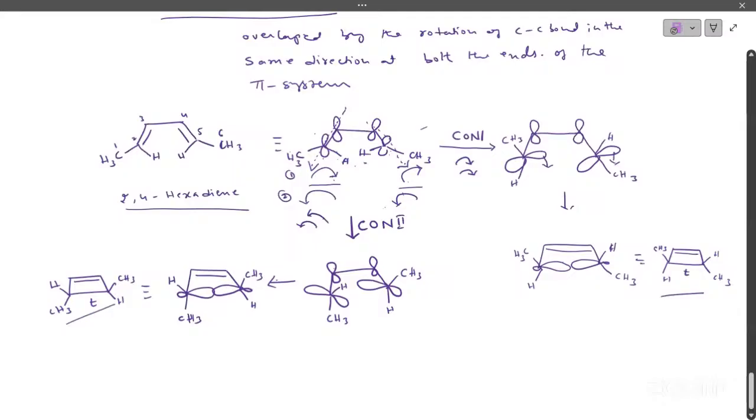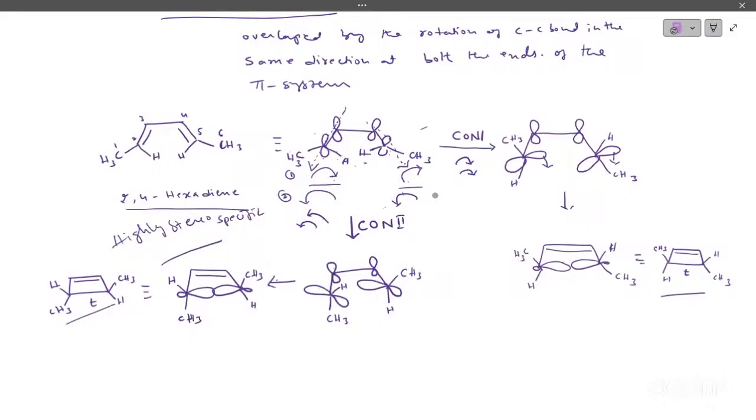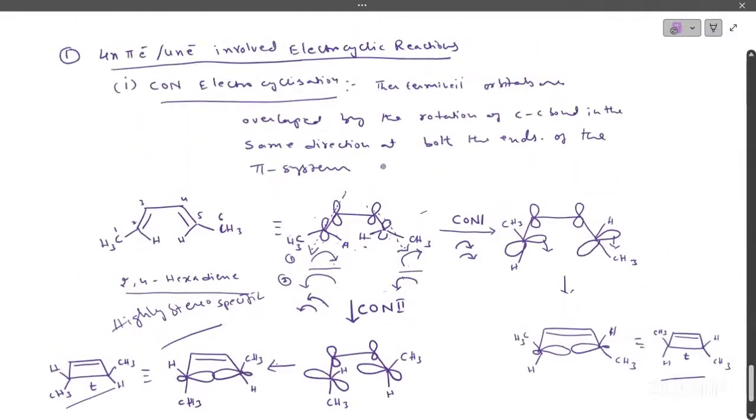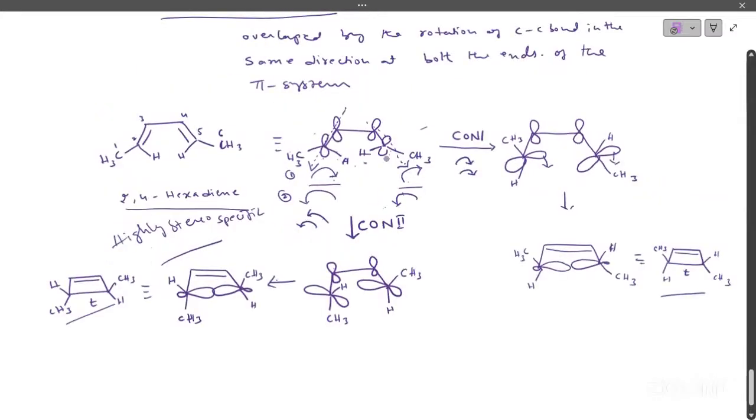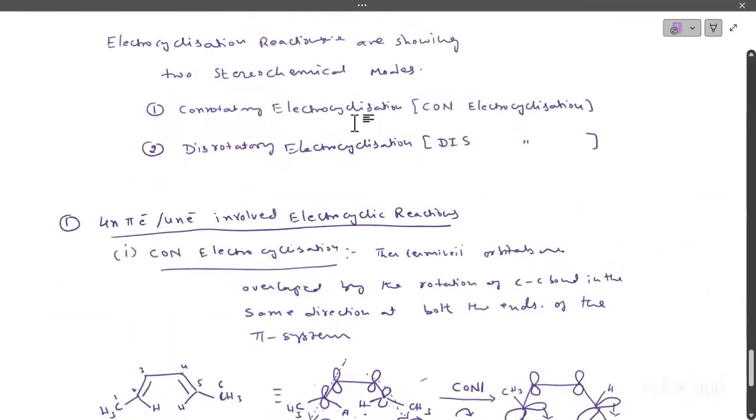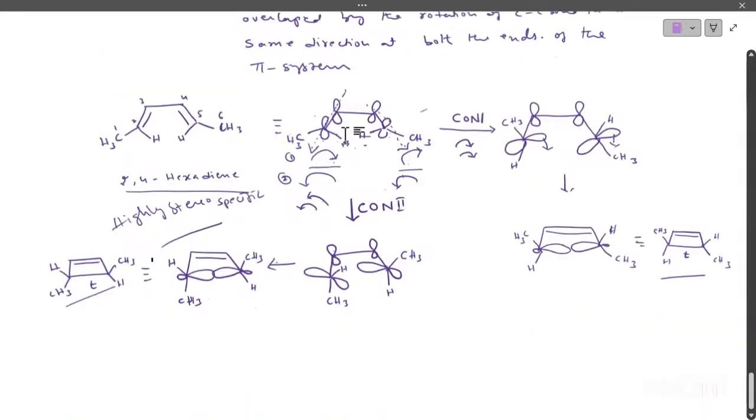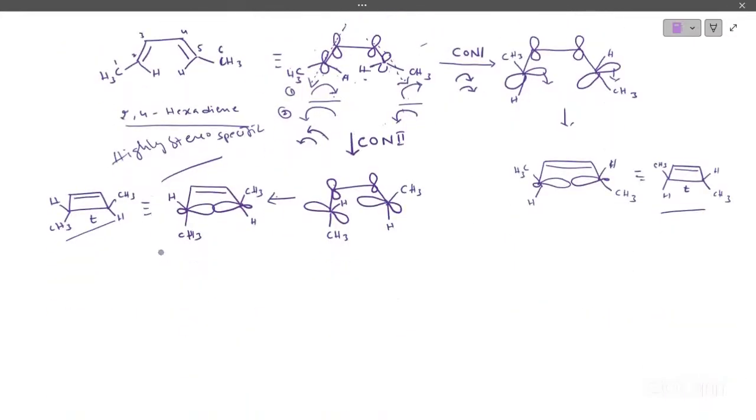That's why pericyclic reactions are highly stereospecific. Okay, this is about the conrotation, conrotatory electrocyclization, the first mode of stereochemistry of pericyclic reactions. Right. Now coming to disrotatory electrocyclization. So the same 4n electrons are involved in electrocyclization with disrotation. The second stereochemical mode is disrotatory electrocyclization.